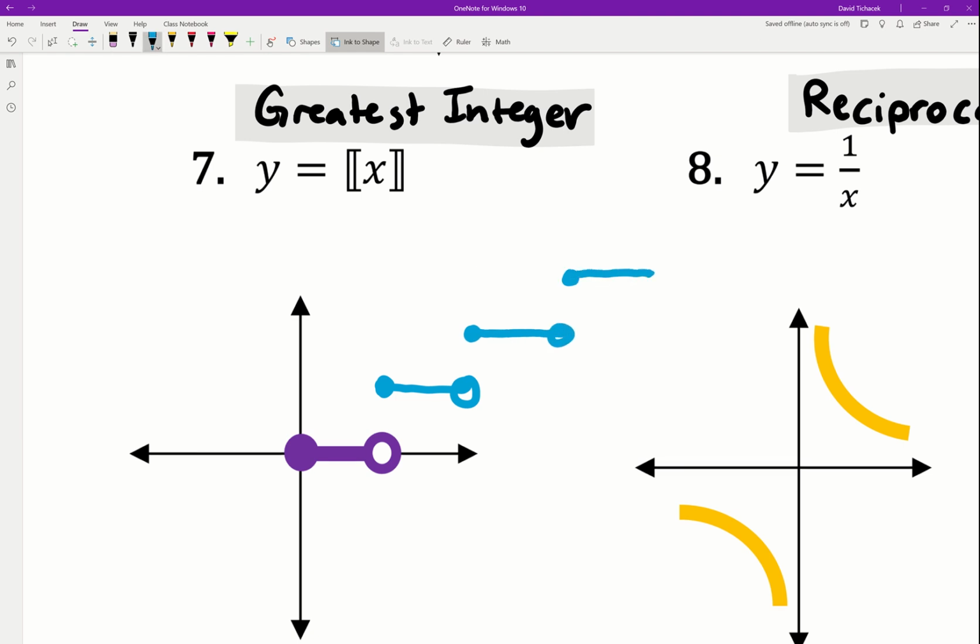And so that's why people typically refer to these as step functions, because the graph kind of looks like steps. But this would be the parent function of that, just the greatest integer of x, and we'll talk later in the video about specifically what that means.